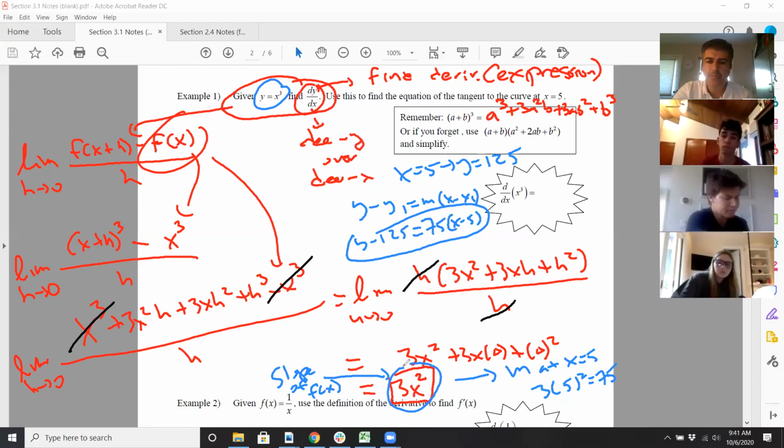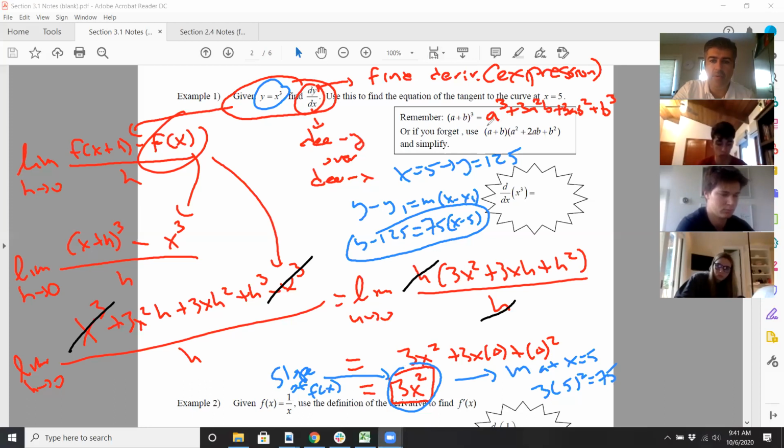And then the second part, again, find the equation of tangent at x equals 5. Great. Plug in 5 into my derivative, which is 75. That's my slope. And of course, when x equals 5, y is 125, and I have the equation of tangent. Now, there is a question. Do ask questions.